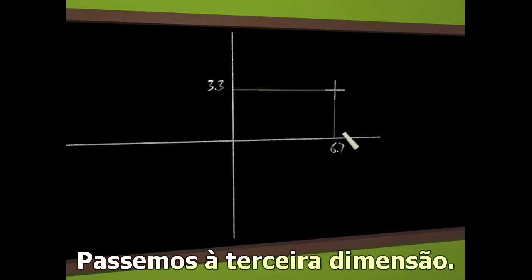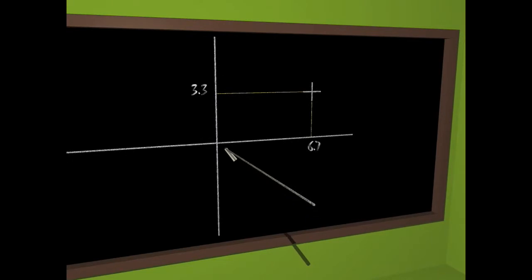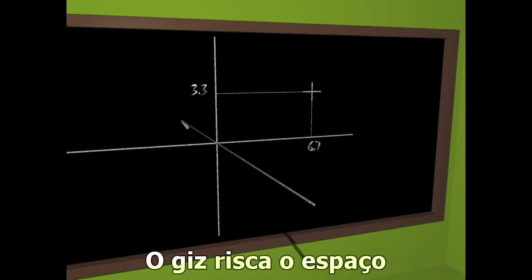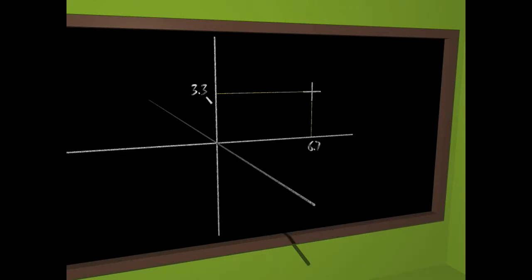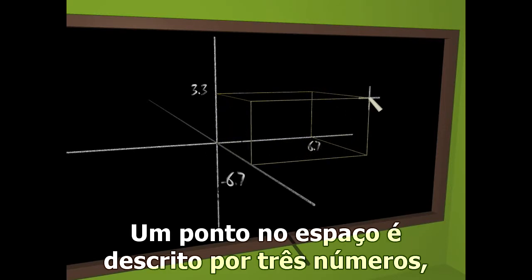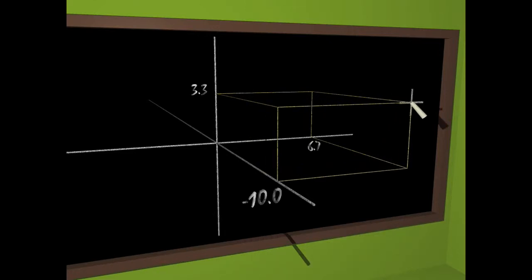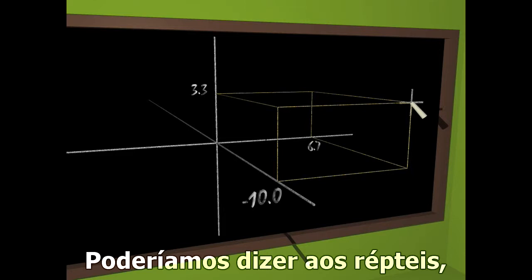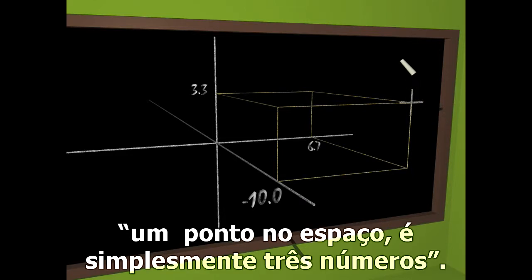Let's go to the third dimension. The chalk now writes in the air and draws a third axis perpendicular to the two previous ones. A point in space is described by three numbers, x, y, and z. One could say to the reptiles that are curious to know about our world, a point in space is just three numbers.